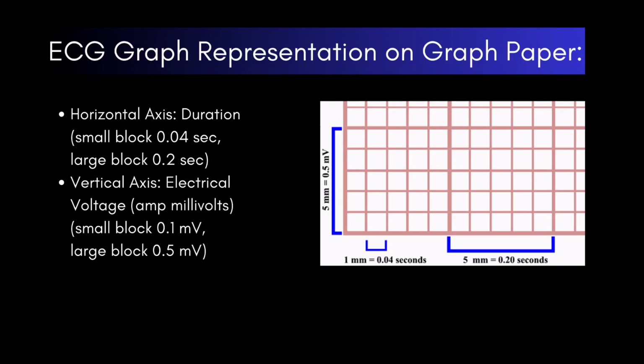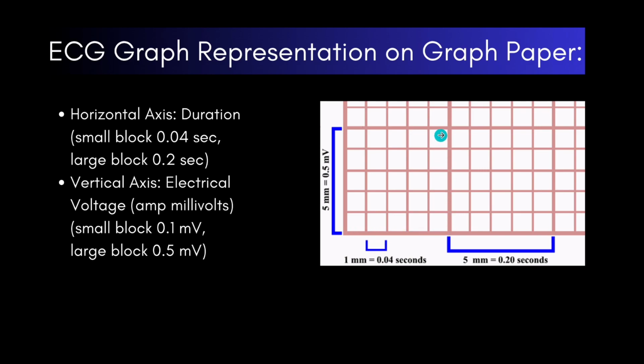So I'd like to open up today's video by talking about how the ECG graph is represented on graph paper. When you're looking at the horizontal axis, a small block typically is a representation of 0.04 seconds, while a large block is typically a representation of 0.2 seconds. While on the vertical axis, the unit of measurement that is utilized there is the millivolts, so that represents the electrical voltage. And a small block there refers to a measurement of 0.1 millivolts, while a large block represents a measurement of 0.5 millivolts.